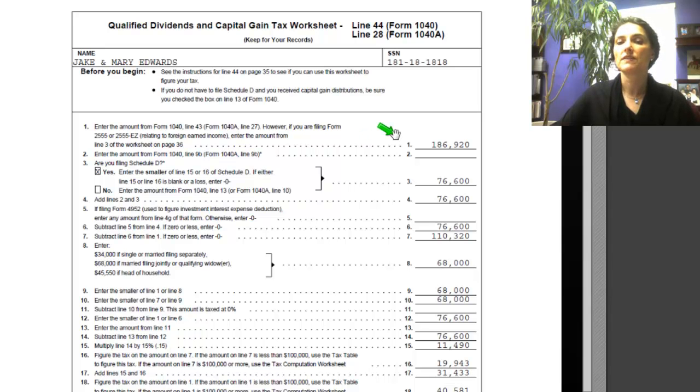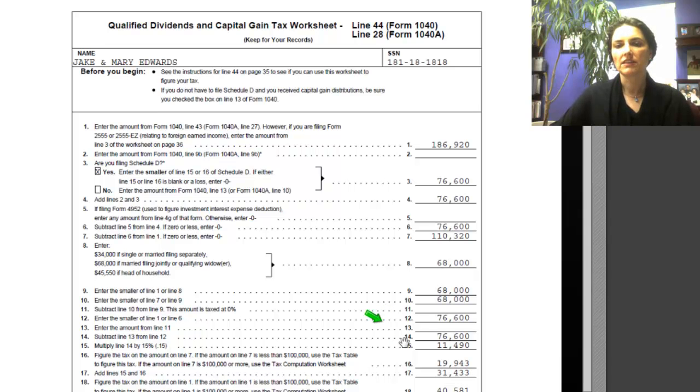We begin by entering the taxable income as shown on line 43 of his 1040 form. We then enter the amount of long-term gain shown on line 15 of his Schedule D. Next, we subtract out the long-term gains from the amount of taxable income that they have, and we have $110,000. Then we look for their line amount for their filing status. That's $68,000. Then on line 12, it asks us to enter the smaller of line 1 or 6, and in this case, line 6 is the smaller number.